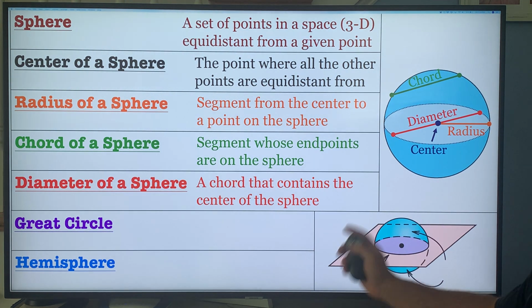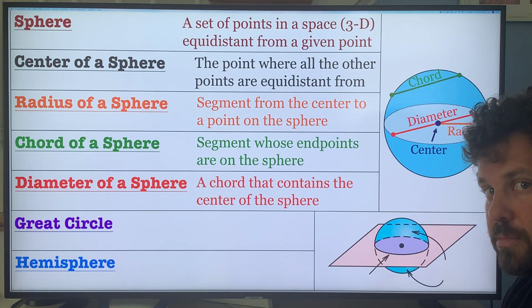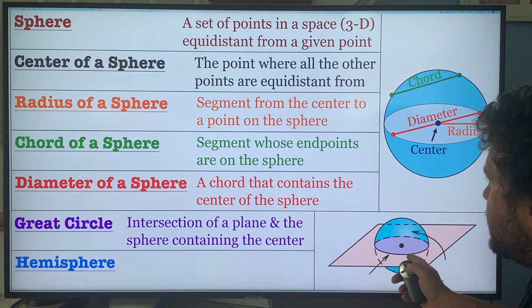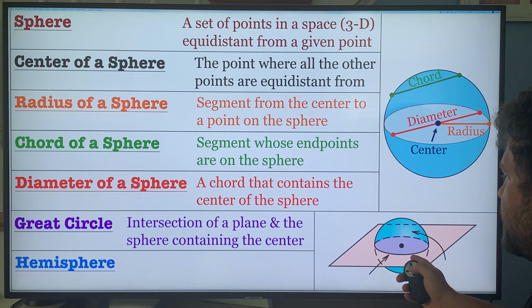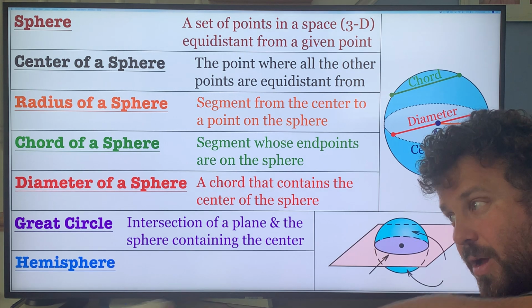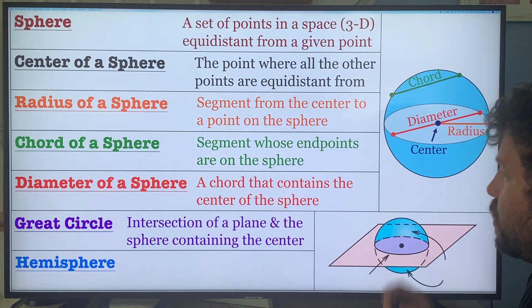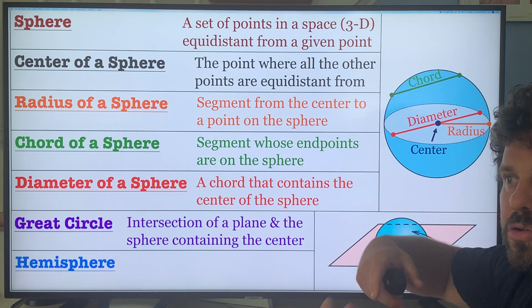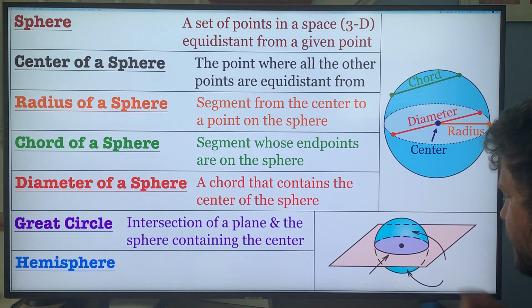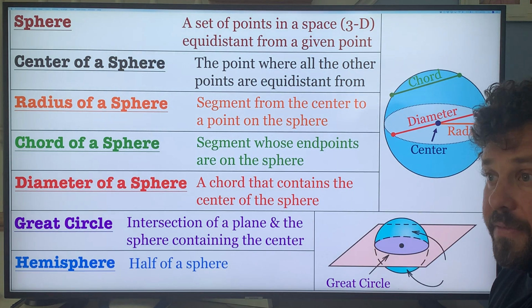Boom. All right. We got something here called a great circle. Not the Great Pumpkin, Charlie Brown. Great movie. Underrated movie. But a great circle is the intersection of a plane and the sphere containing the center. So if I took a sphere or a basketball and cut it directly across the middle, that circle cross-section would be a great circle. It's the largest circle cross-section you would get if you cut a sphere. And by cutting it with the great circle, you get yourself a hemisphere. A hemisphere is just half a sphere.